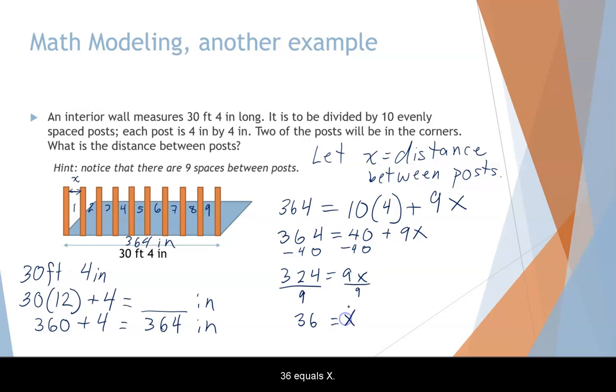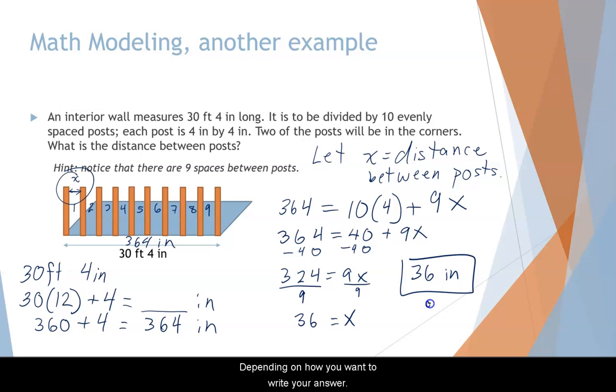36 equals x. What did x stand for again? x stood for the distance between each of the posts. So the distance between each post is 36 inches, or, depending on how you want to write your answer, 3 feet. And I got that because I know that there's 12 inches in a foot, and I just divided 36 by 12.